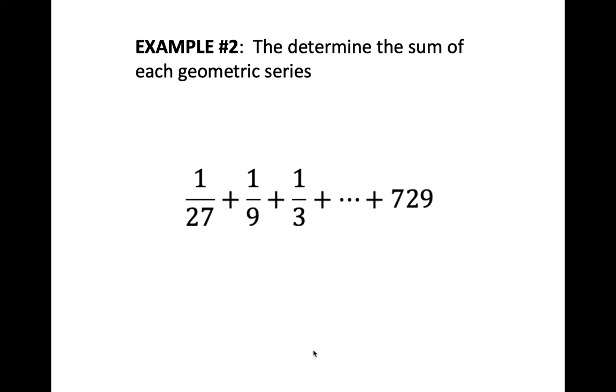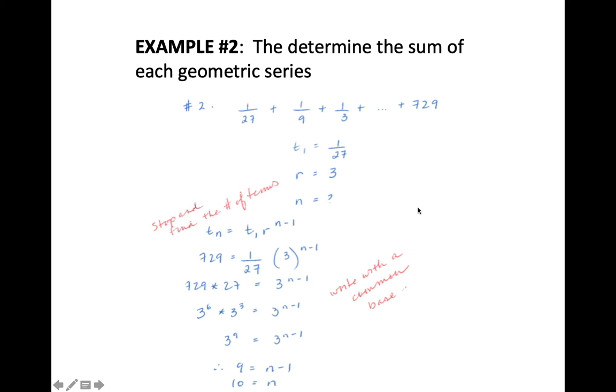Okay, determine the sum of each geometric series. So I've got the first term. I can see that to go from one to the other, I appear to be multiplying by a 3. And I have this number as the last one, so I don't know what that is. So here I have my first term, I have my ratio, and I don't know how many terms it is. So first I'm going to stop. I'm going to take this number and figure out how many terms it is.